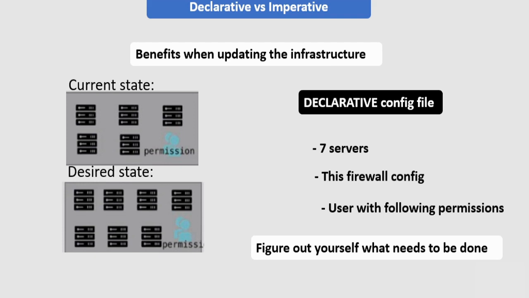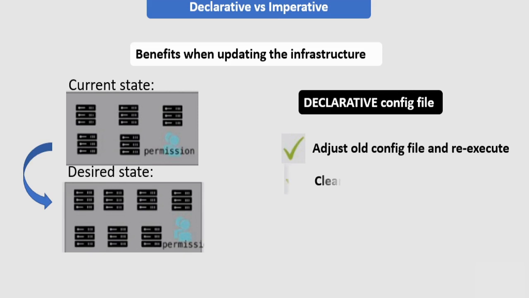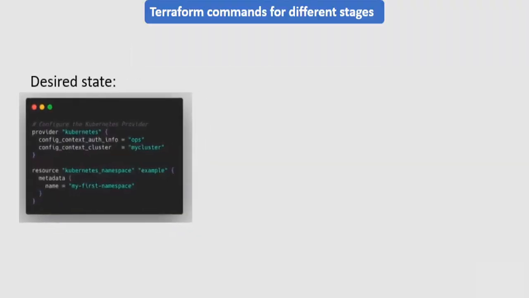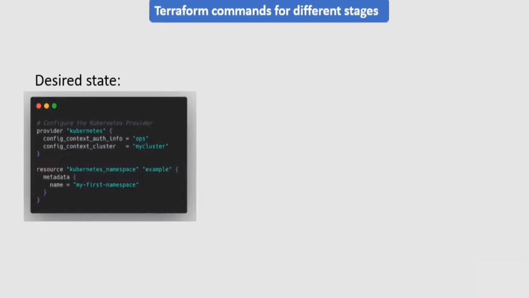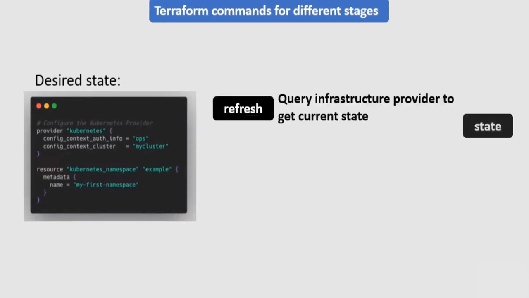So you have created the Terraform configuration file that defines your desired infrastructure setup on AWS. Now how do you make Terraform take action? Terraform has commands you can execute to go through the different stages, which is pretty clear and straightforward. The first command is refresh. With this command, Terraform will query the infrastructure provider, in your case AWS, to get the up-to-date state. So Terraform will now know what is the current state of the infrastructure.